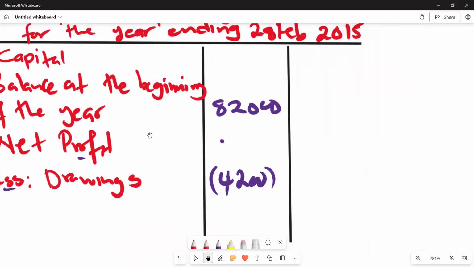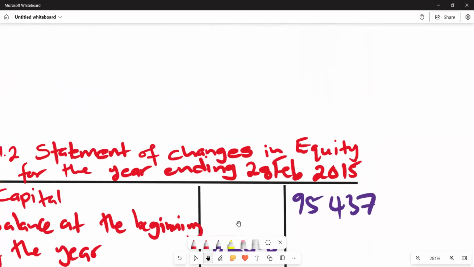We've calculated it and we got 95,437. So here we've got 95,437. So as simple as that. To get this figure, you can just present it in the formula so that it becomes simple for you. Remember, we're saying closing capital is equal to opening capital plus net profit less drawings. So you can just present it as such.